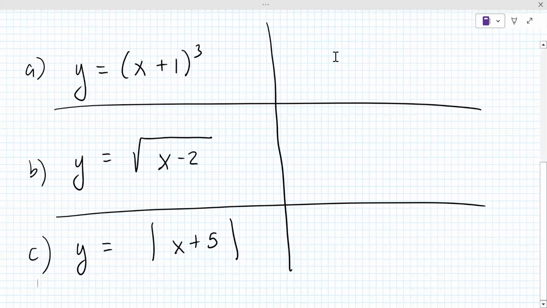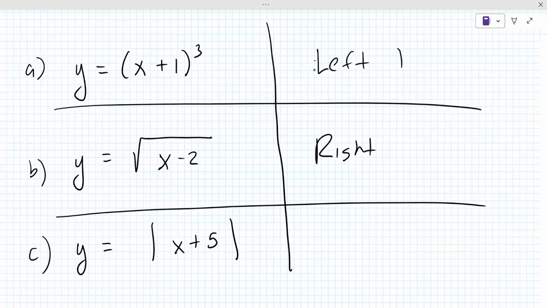So I'm looking for an answer here. The word left or right, and then you tell me how much. Like right 10. Left one. Say that again. Left one. Okay, give me the next one. Right two. Right 2. And the third one.